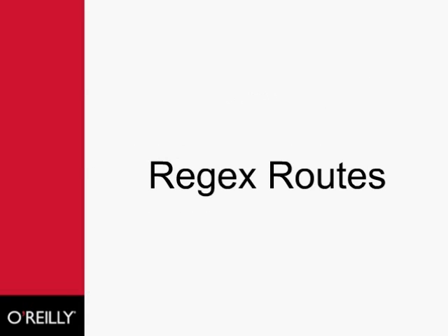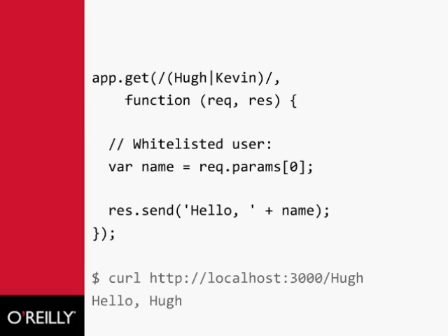Express also supports regular expression-based routing. So you can do something like this where we've whitelisted a couple of different users. So we'll say hi to our friends, but we won't say hi to the hacker down the street who's trying to break in.